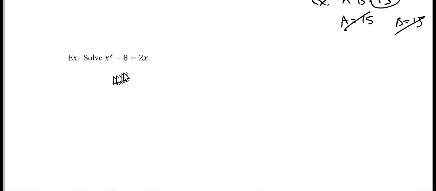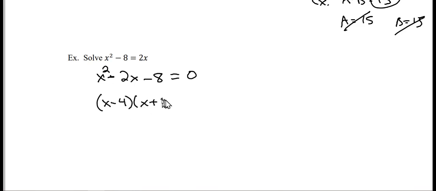So what we need to do is set it equal to 0. We need it in that standard form. So we subtract 2x from both sides, put this in descending order, and we get x squared minus 2x minus 8 is equal to 0. Then we see if we can factor it. And we can factor this into (x minus 4) times (x plus 2) equals 0. Remember, to factor that, you're looking for two things that multiply to give you negative 8 and add up to negative 2. Those would be negative 4 and 2.